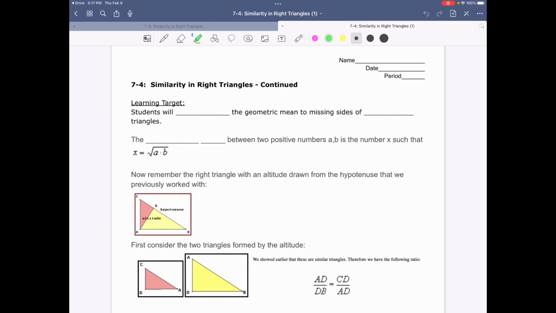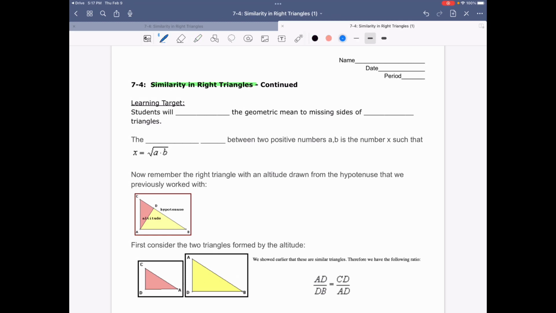I messed up the title on some of the notes that I printed, so if your title does not say similarity in right triangles, can you change your title so that it does say similarity in right triangles?